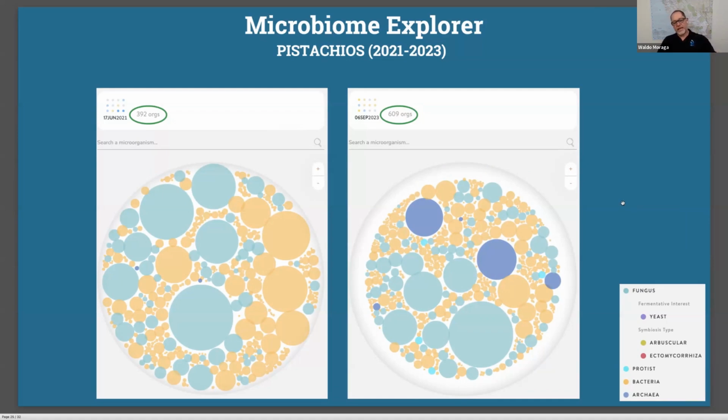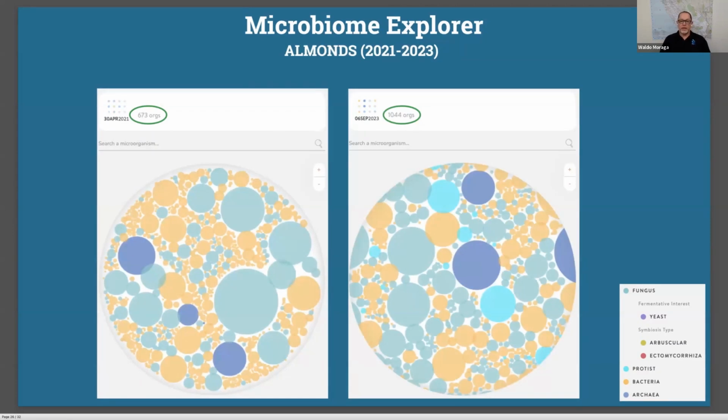If you look at the size of the circles on the first sample, they were way bigger, and now you don't have those. You have completely different sizes, and way more small circles, and they're different. That's what I represented. The same happened with the almonds: instead of 673, it's more than 1,000 now. Different microorganisms, all of them beneficial microorganisms.